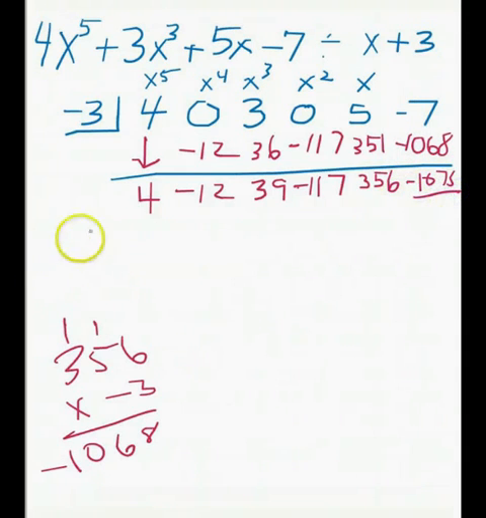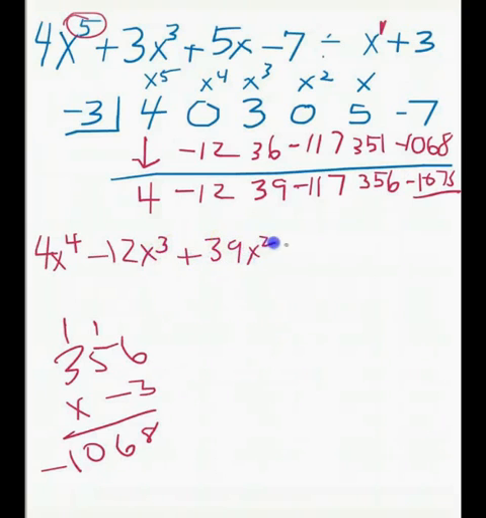Wow. Alright, so again, if you started off with a fifth, and I'm taking out a 1 there, this is now going to be 4. So you write 4x to the fourth minus 12x to the third plus 39x squared minus 117x plus 356, wow, dyslexic today. And then I'll stick under here because I'm out of room, 1075 all over x plus 3.